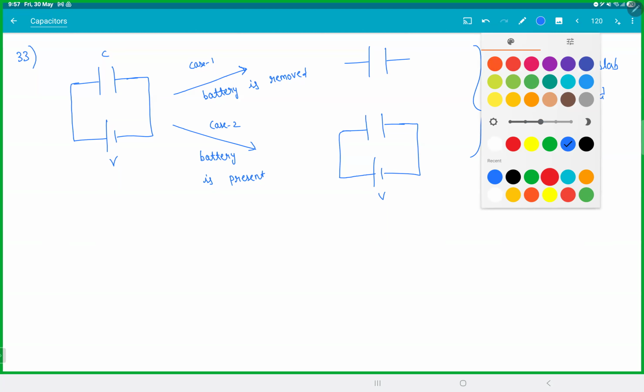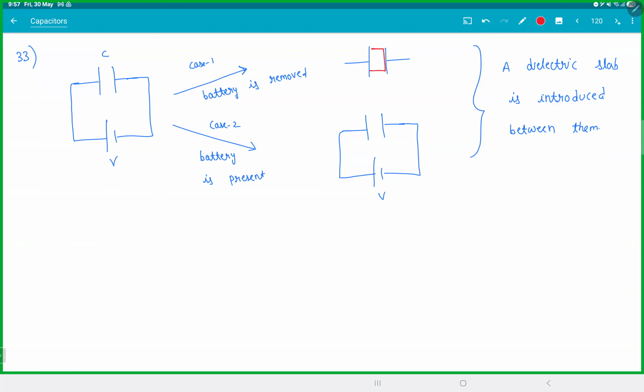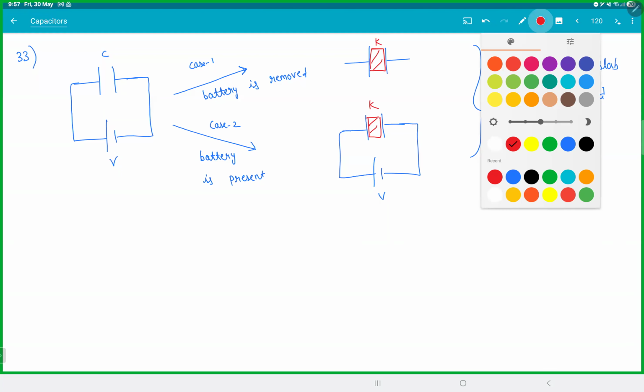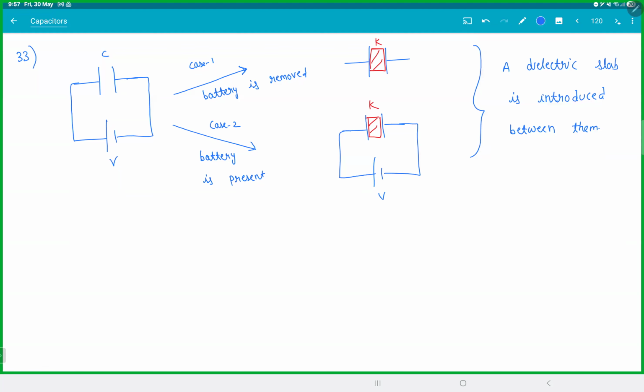So in the first case, you remove the battery and then you put a dielectric. Second case, you keep the battery and then you put a dielectric K. Do you guys remember this question we did? With the battery, without the battery, distance between the plates was doubled. So case 1, case 2.